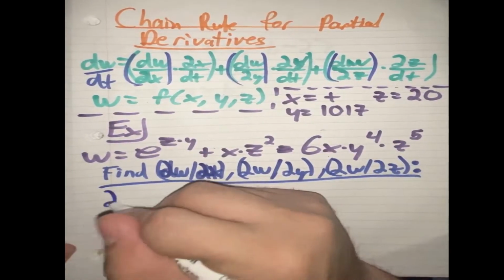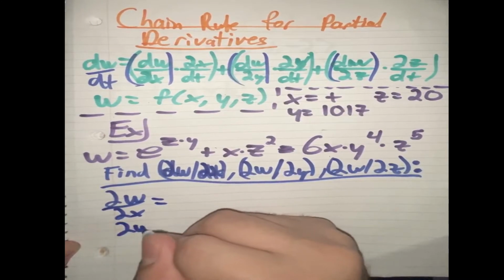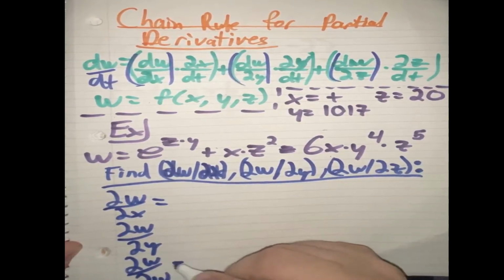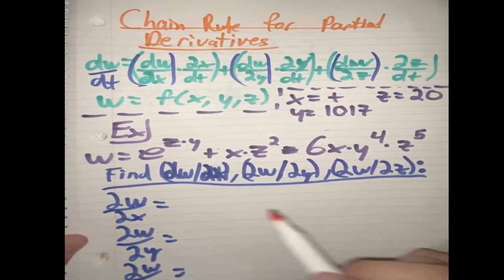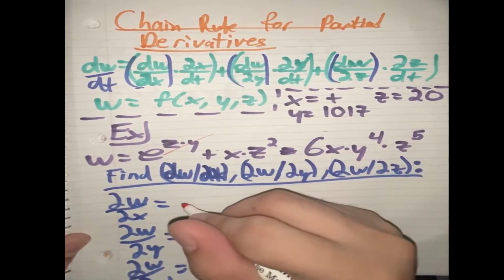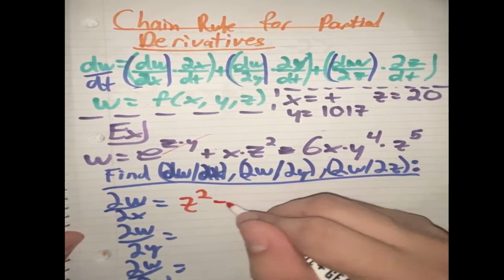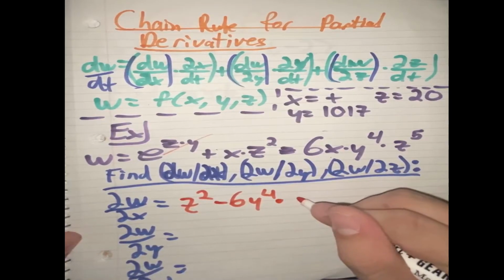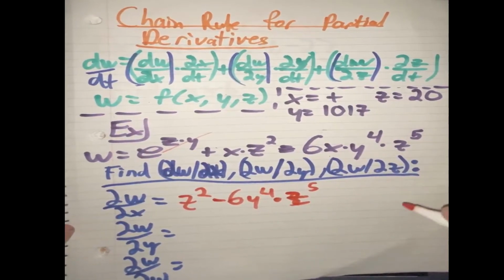So the partial derivative of w with respect to x, the partial derivative of w with respect to y, the partial derivative of w with respect to z. So in taking these derivatives, the partial derivative with respect to x, this one's 0 because it has no x terms. This one, however, will just be z squared minus 6y to the fourth times e to the fifth z to the fifth.